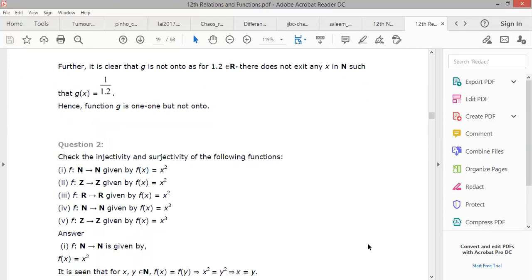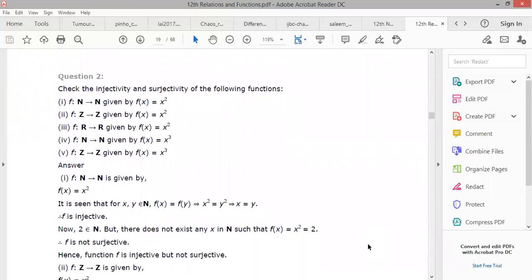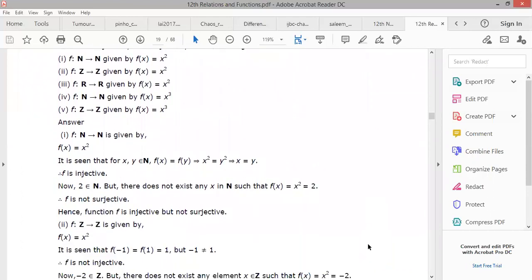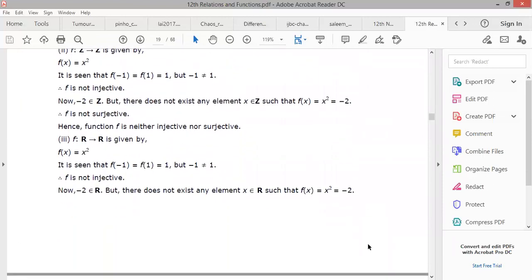Similar are the questions here. We have changed the domain and codomain, and we can see how we can solve this exercise along the same lines. This is homework for you. You may solve these questions.